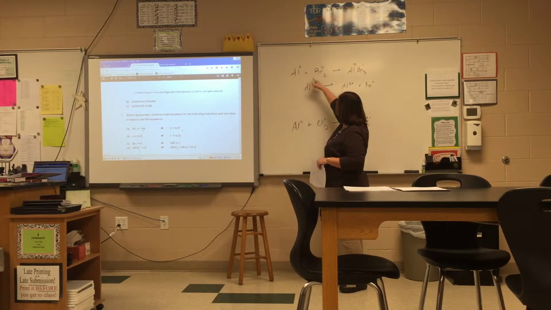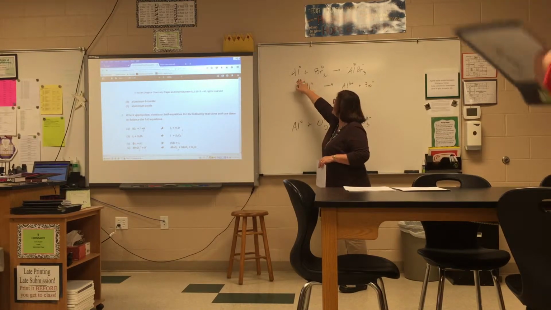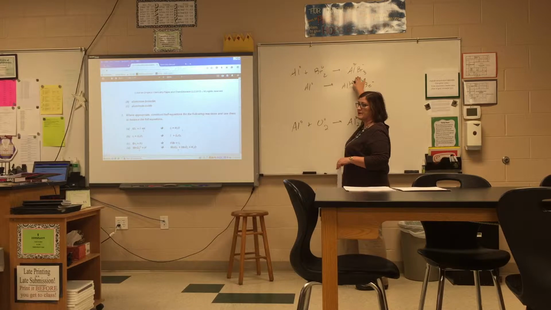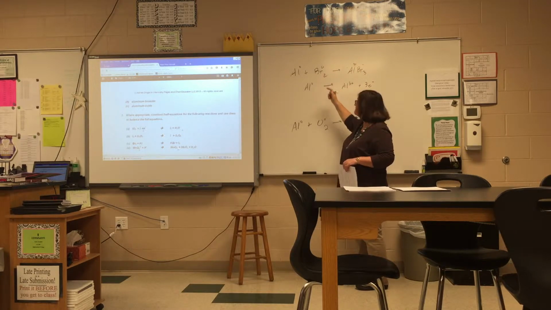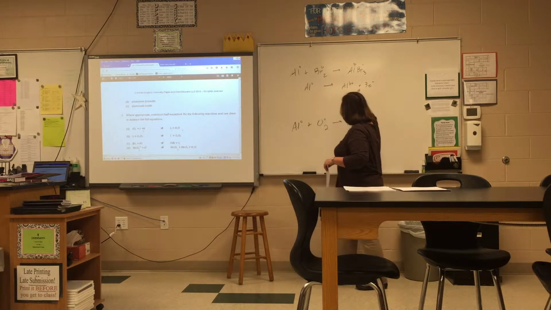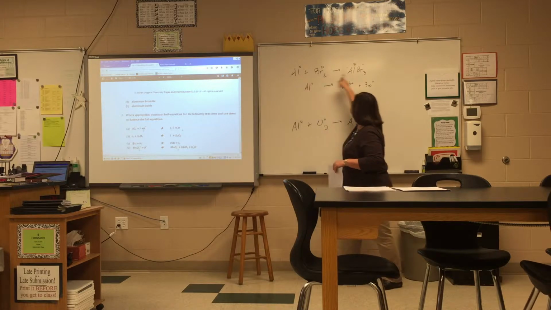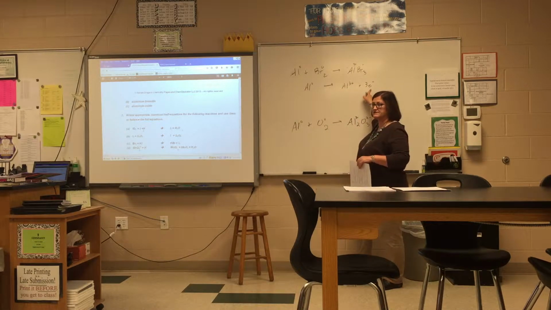Here I wrote my normal equation like normal. So I wrote my Al, my Br2, gives my Al, Br, and I did my oxidation numbers, right? So my first part is pretty easy because my Al0 went to Al3+, added 3 electrons. Everybody I saw was doing that very well.